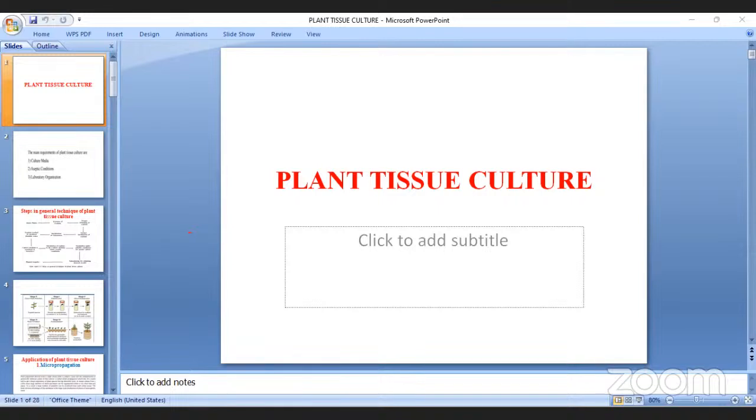The main requirements are culture media, aseptic condition, and laboratory organization. First, let's discuss laboratory organization. How do we organize the laboratory? This is taken first.